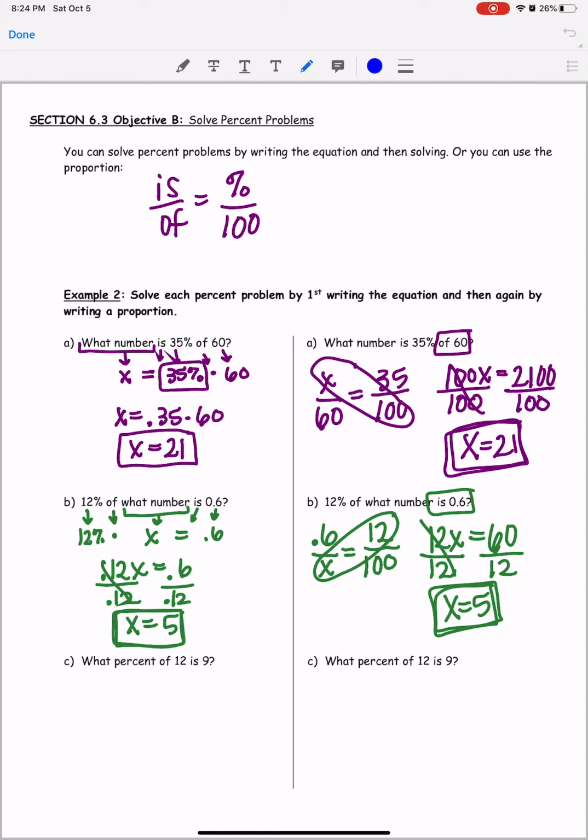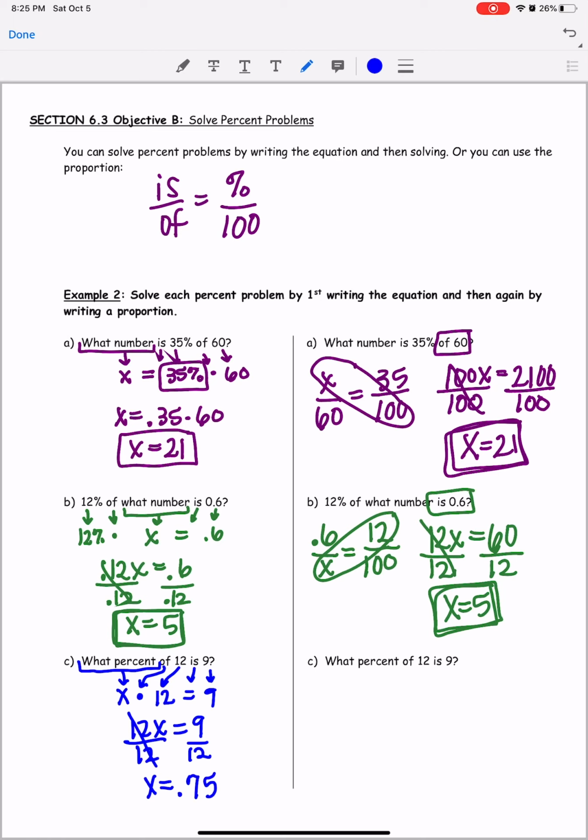And then the last one here on C. What percent of 12 is 9? So, what percent is my x? Of means to multiply. My 12 comes down. Is my equal sign, and then bring down your 9. So this is that one where we can clean it up a little bit. X times 12 means 12x. So I get 12x equals 9. Divide both sides by 12. And we're going to get x equals 0.75.